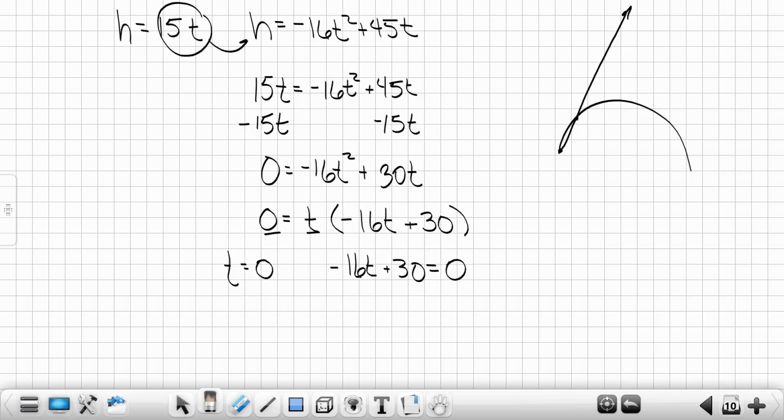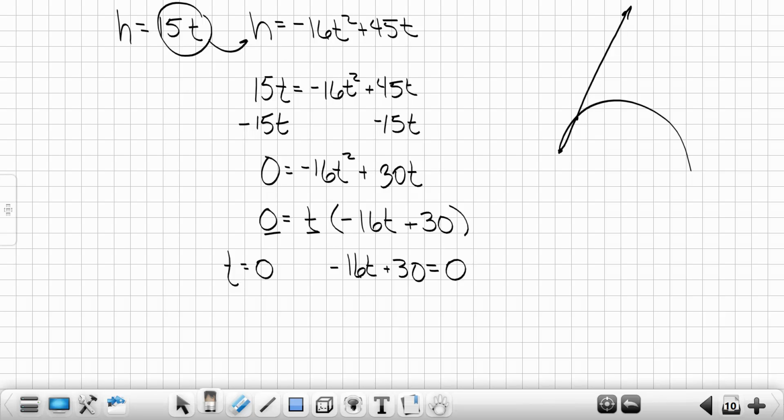I have 2 things that I'm multiplying. I don't know what they are, but I know when I multiply them, they equal 0. What must one of them be? 0. One of them has to be 0, because the only thing that can multiply to 0 is 0. So this could be 0, sure, or this whole thing could be 0.